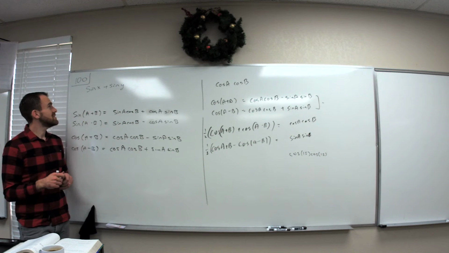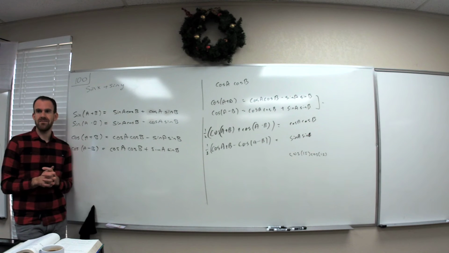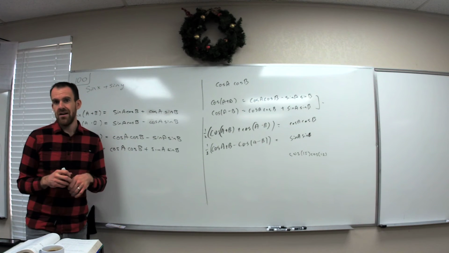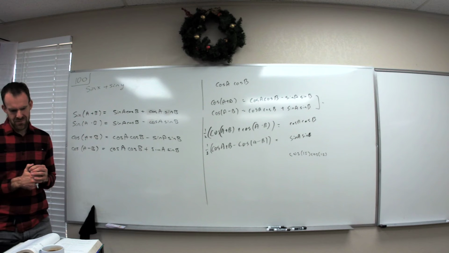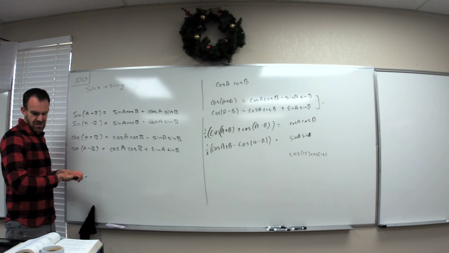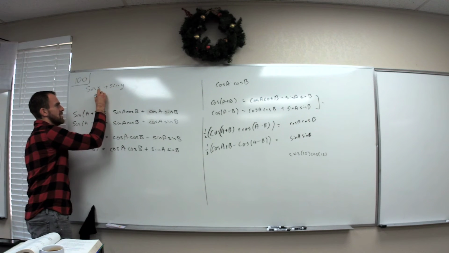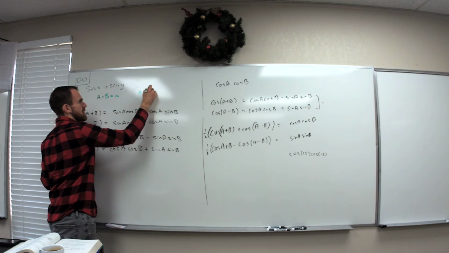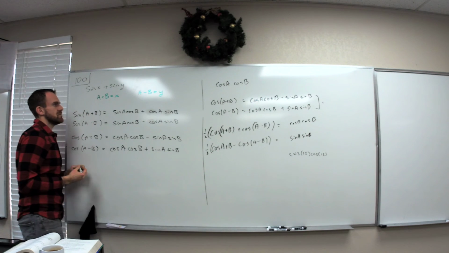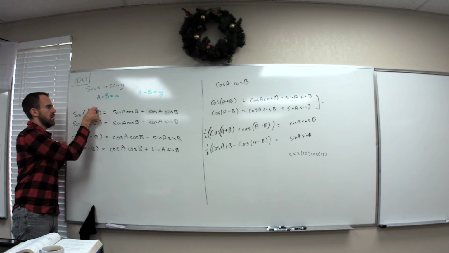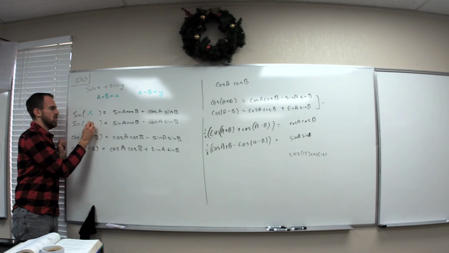Okay, so we want sine of x plus sine of y. But all of these are in terms of a and b. Here's the substitution we are going to make. We are going to say that a plus b equals x and a minus b equals y. So this becomes x, this becomes y.